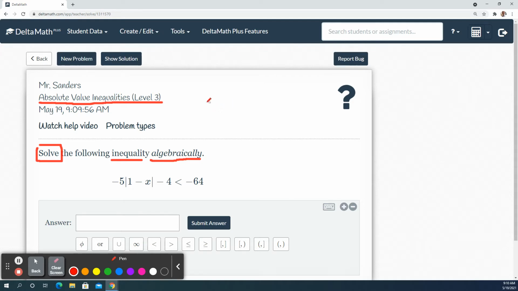then submit our answer. So let's start off: -5 times the absolute value of 1 minus x, minus 4, less than -64. Okay, so we want to change it to an equal sign first, so we don't have to worry about doing the arithmetic on this. There's techniques where you can just jump right in, but this is a little easier. You don't have to memorize as much, just treating it as an equal sign and testing the critical values.